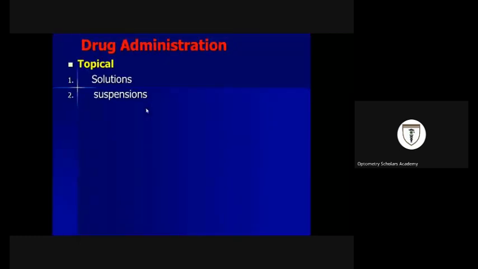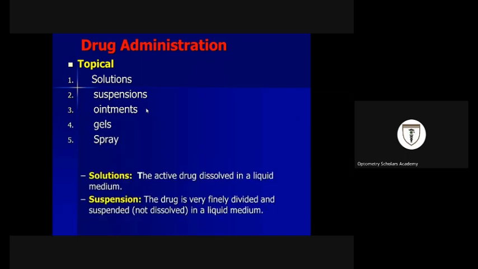So now, drug administration. What are the different routes of drug administration? When I say drug administration, I'm talking about ophthalmic drugs. So we are talking about ocular pharmacology, so I'm talking about ocular drugs. So we have the topical routes, which can be in the form of solutions, which are eye drops. Most of our eye drops are solutions. Some eye drops too are suspensions, and can be in the form of ointments and also gels. Some topical drugs are also sprays.